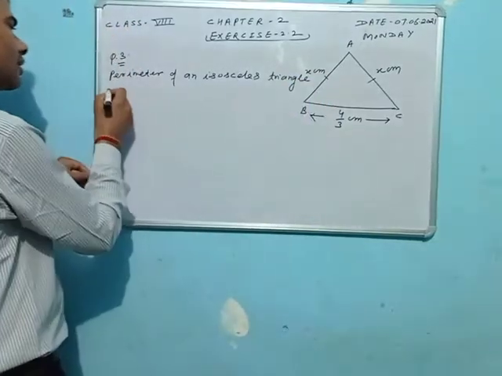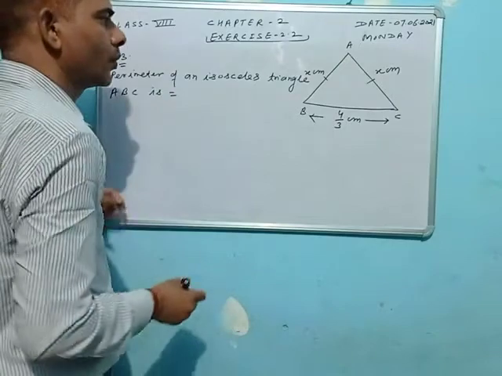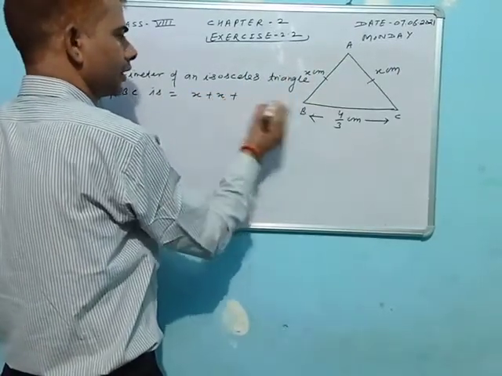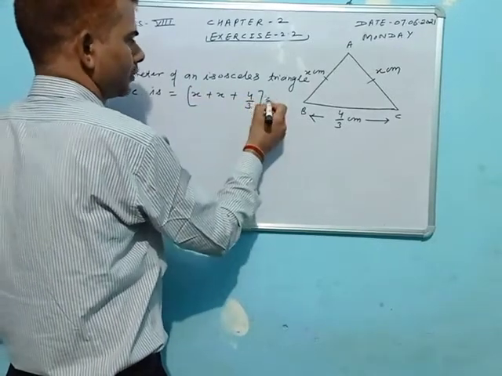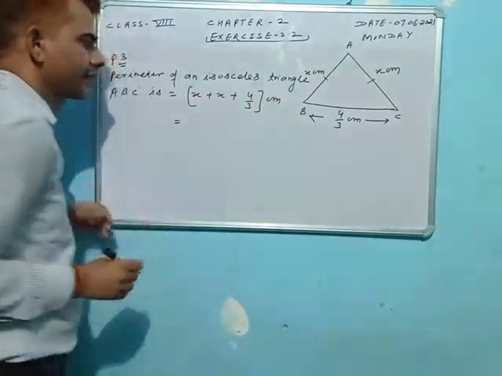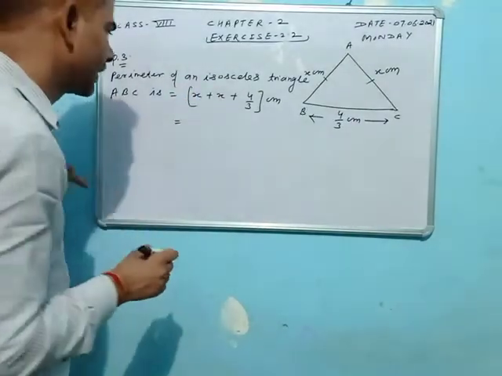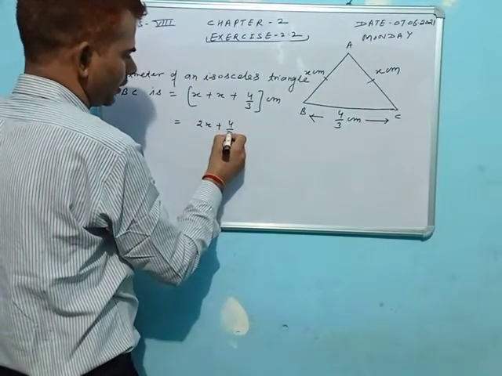Triangle ABC is... sum of all three sides, that is x plus x, that is 4 by 3 centimeter. Now student, x and x are like terms. Coefficient of x will be added, that will become 2x, and that is 4 upon 3 centimeter.